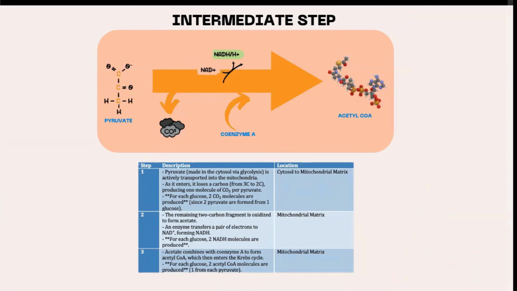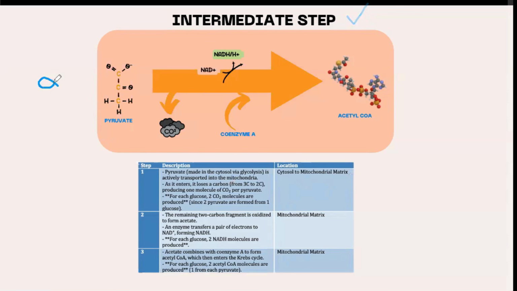And at this moment, we've created pyruvate. Remember, for every one glucose molecule, you have 2 pyruvate. And before we go from pyruvate outside in the cytosol to inside the mitochondria, there's a step. It's called the intermediate step.